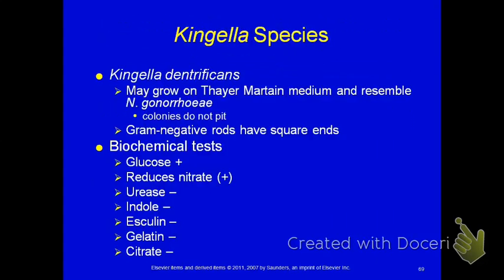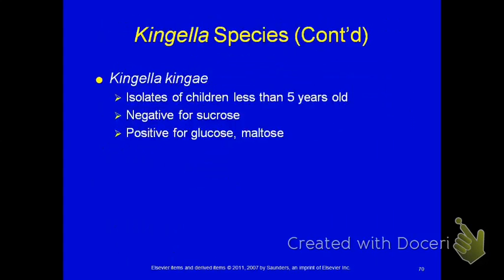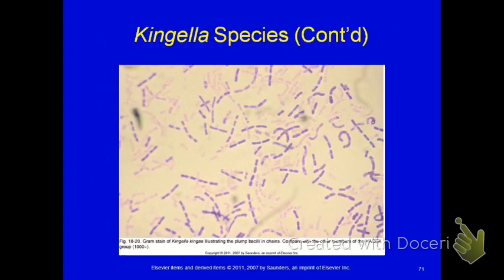So, biochemical tests include a positive fermentation in glucose and positive reaction in nitrate reduction, but negative in urease, indole, esculin, gelatin, and citrate. So, Kingella kingae is isolated in children, particularly those below 5 years. They cannot ferment sucrose, but could ferment glucose and maltose. So, here is an example of Kingella with square ends. I hope you could see here the species of Kingella with square ends.